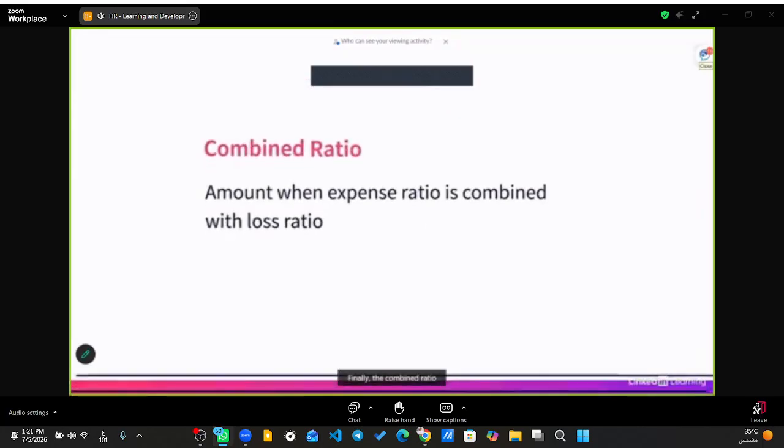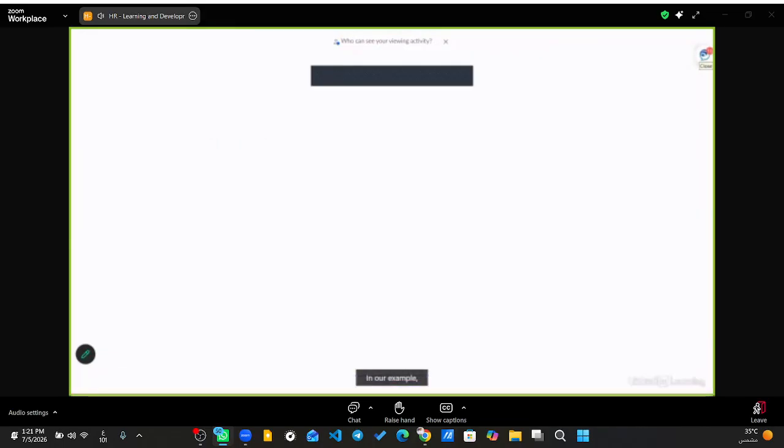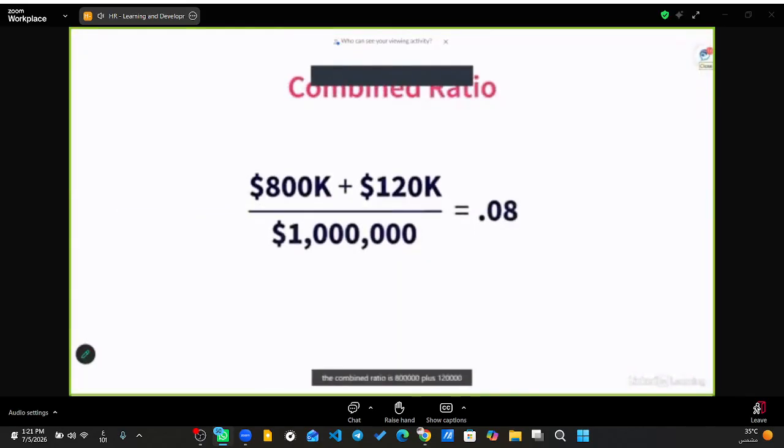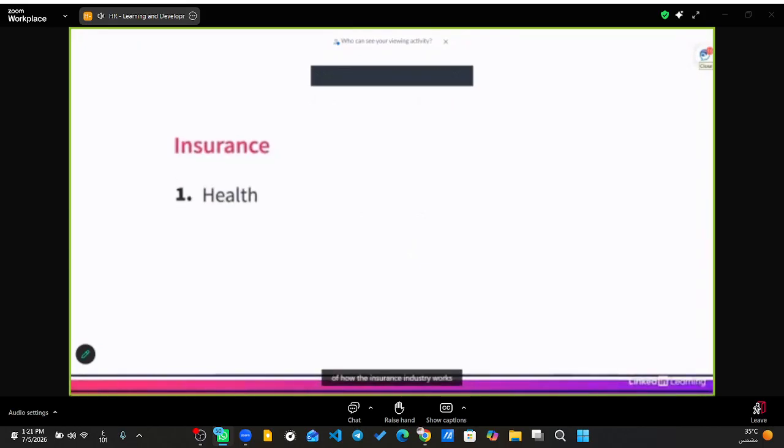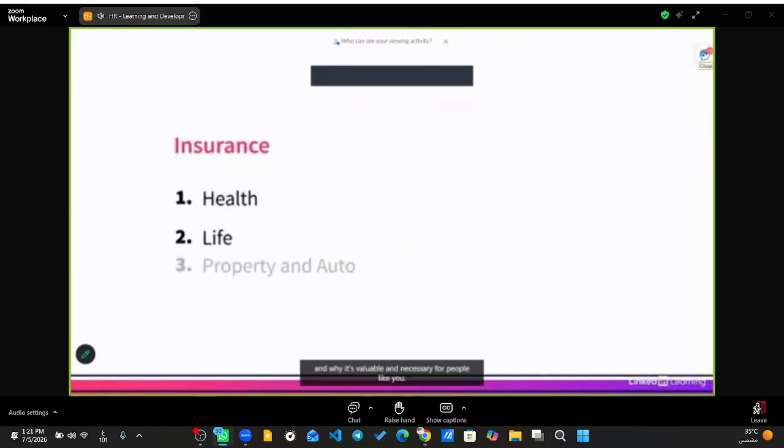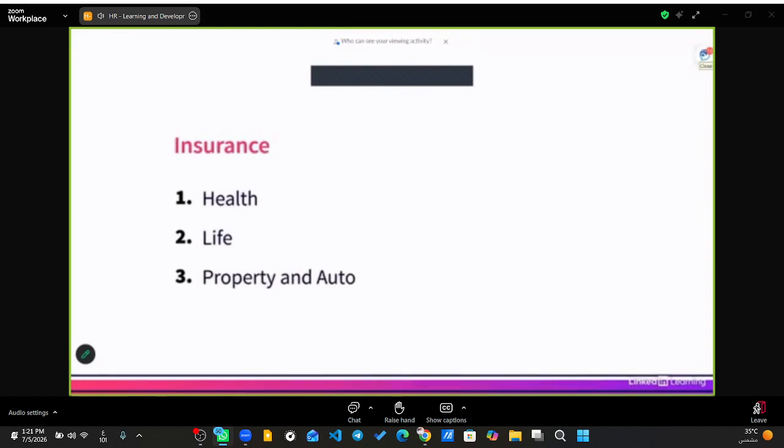Finally, the combined ratio is the amount when the expense ratio is combined with the loss ratio. It's the total amount of every dollar in premiums the insurance company spends on all of its costs plus its payouts to insured people. In our example, the combined ratio is 800,000 plus 120,000 divided by 1 million. This then tells us that the profit for the insurance company is 8%, which is just 1 minus that combined ratio. Now you should have more of an understanding of how the insurance industry works and why it's valuable and necessary for people like you.